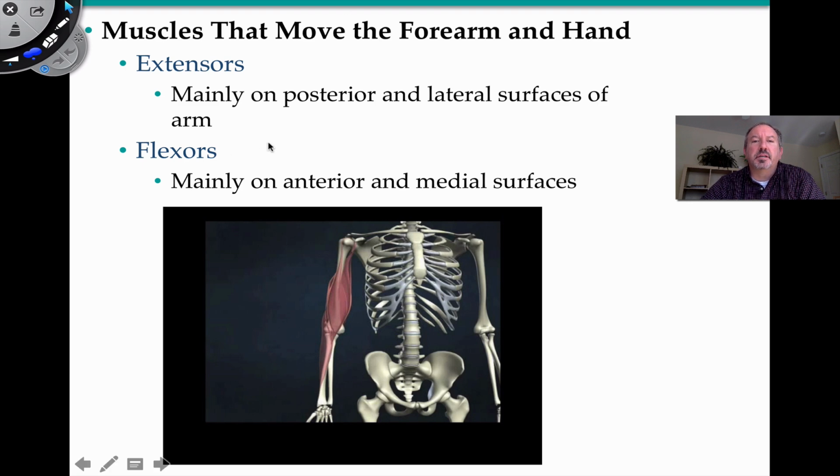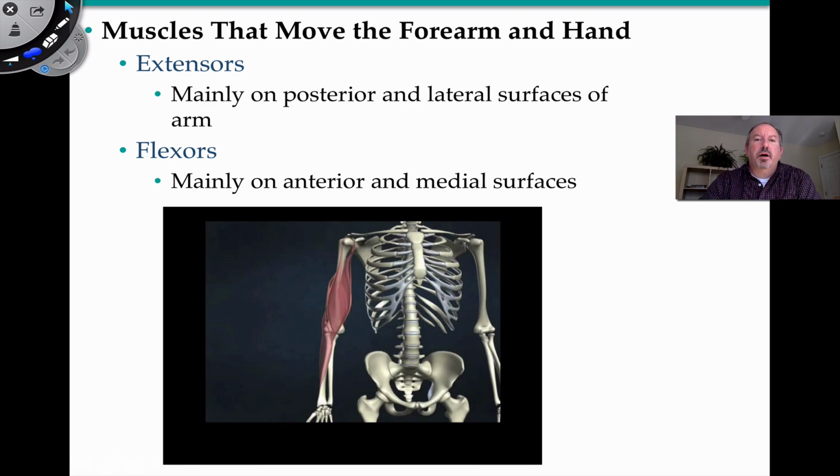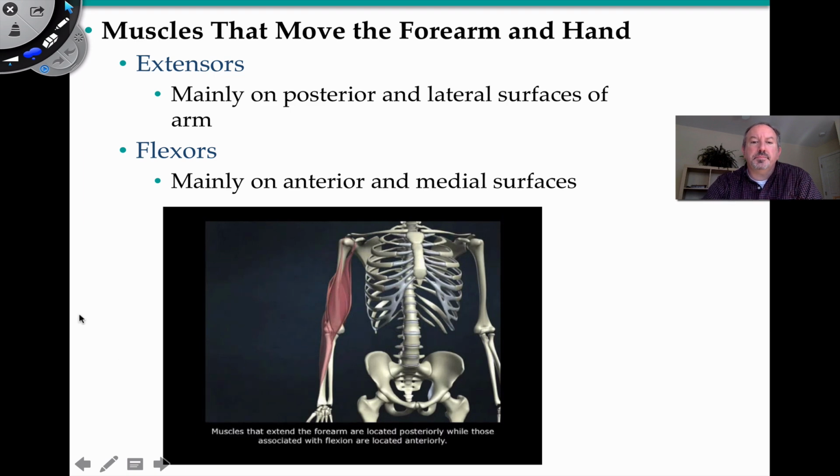And so we can classify these muscles that move the forearm and hand as extensors, and those are mainly on the posterior lateral surfaces of the arm. Okay, so extending the arm in a backward direction, and then flexing the arm, or basically on the anterior side of the humerus, so facing. So in anatomical position right here, these are your flexors, and they're often more medial. Okay, let's take a look at this. Muscles that extend the forearm are located posteriorly, while those associated with flexion of the forearm are located anteriorly.